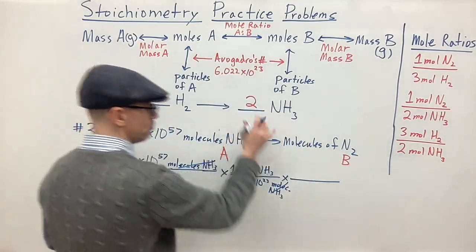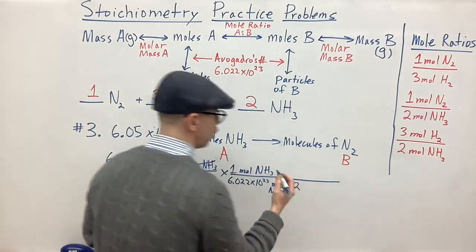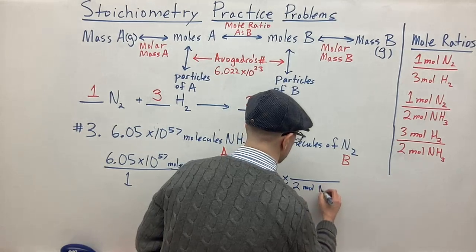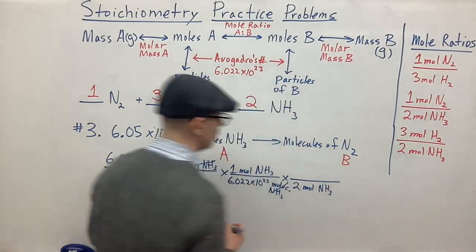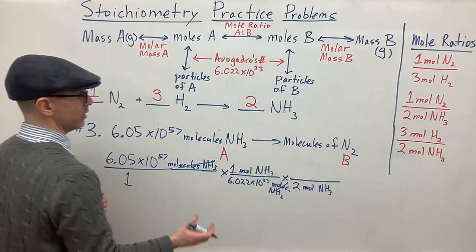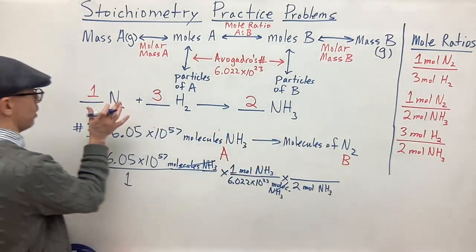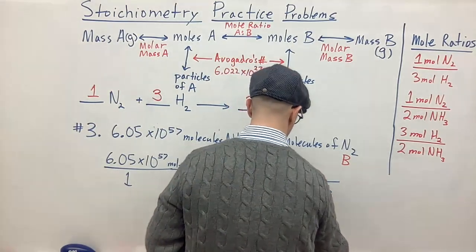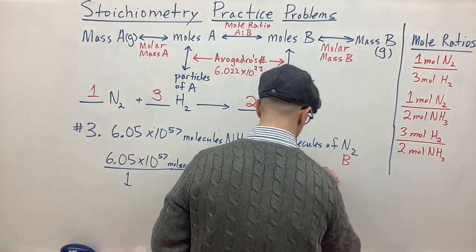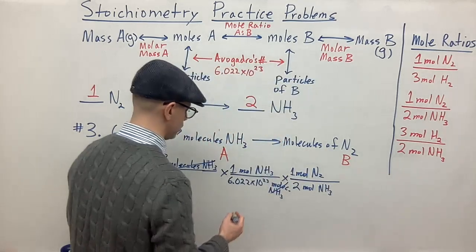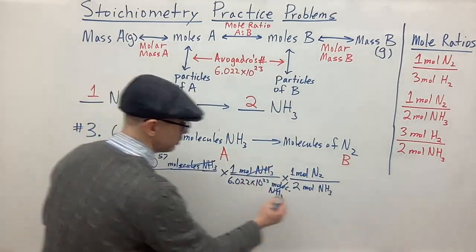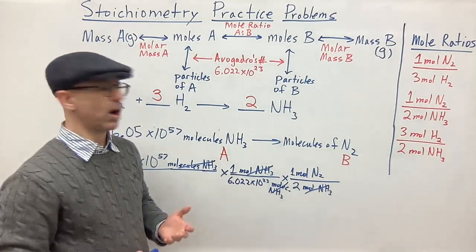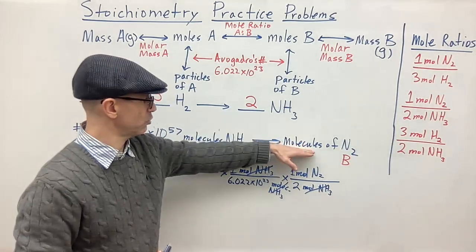So that's going to be 2 moles. I'm using the coefficients from the equation. So 2 moles of NH3, and I want N2 on top. So I want 1 mole of N2 on top. So moles of NH3 cancel out. Now I have moles of N2, but they don't want moles of N2. They want molecules of N2.